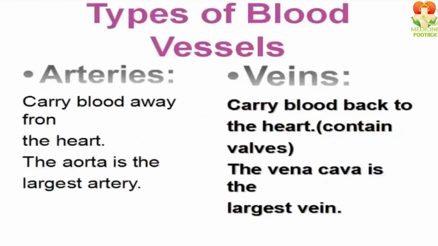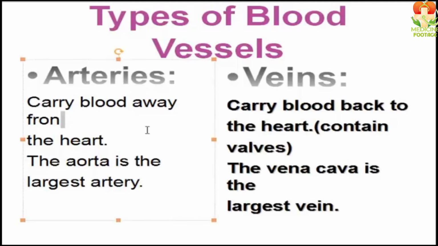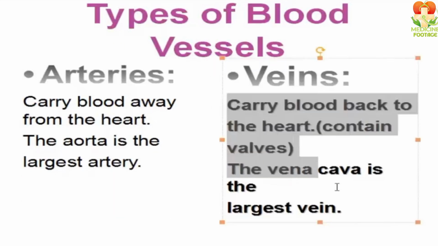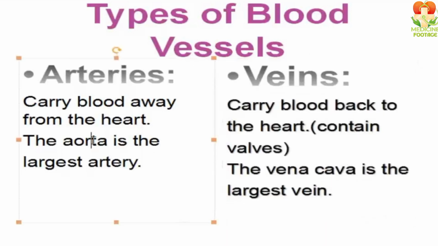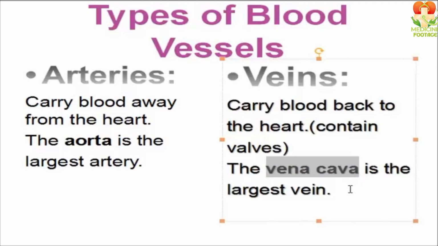Now let's discuss the types of blood vessels. There are three types of blood vessels: arteries, veins, and capillaries. Arteries carry blood away from the heart to the rest of the body, while veins bring blood back to the heart. The largest artery is called the aorta, and the largest veins are called the vena cavae, which include the superior vena cavae and the inferior vena cavae. Capillaries are small vessels that connect arteries and veins, allowing the exchange of substances between them.